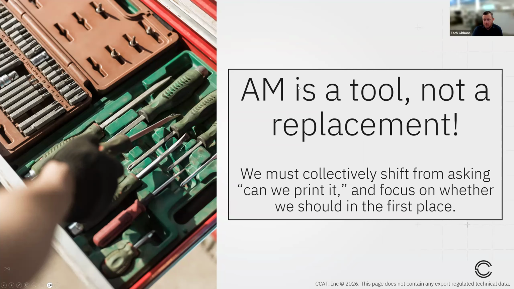Well, I guess I am about the actual flushing in the toilet, but money wasted on what ultimately ended up being bad efforts, right? So our first thing we learned is additive is not a replacement tool. It's just another tool in the manufacturing toolbox. So we must collectively shift from asking, can we print it, to focusing on whether we should in the first place. And that comes back to that business case conversation I briefly mentioned.